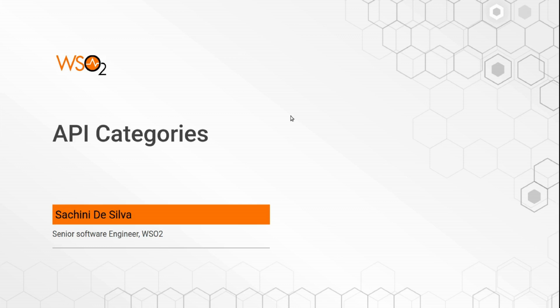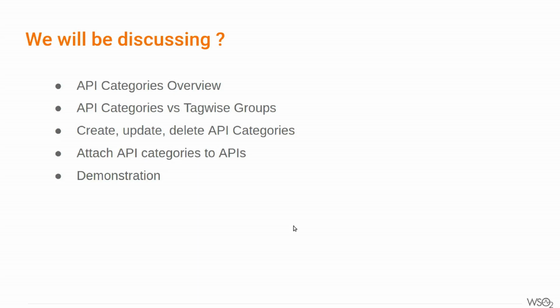In this video, we will learn about a new feature introduced with API Manager 3.10 release, API categories. Here we will be discussing what API categories are and their use cases. In previous releases, we had a similar feature called tag-wise groups, and in order to clear the confusion between the two, we will see a comparison between tag-wise groups and API categories. Then we will see how to create, update, delete, and attach API categories. And finally, we will see a demo on API categories feature.